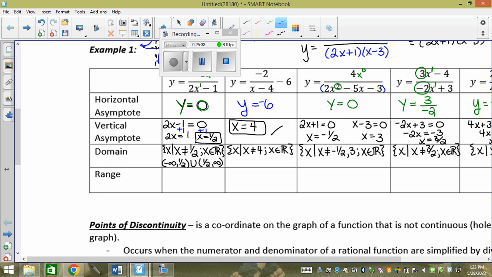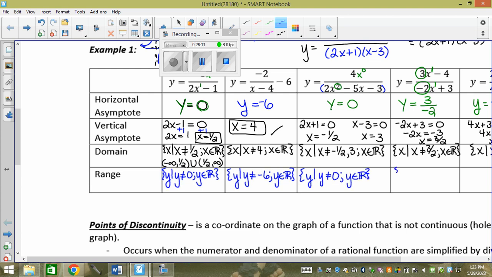So is the range hard if I can find the y's? No, it's the exact same as what we just did, except it's with y. So let's do this. y such that y can equal everything but 0. So y can't equal 0, but it can equal everything else. And this one, y such that y can't equal negative 6, but it can equal everything else. And then y such that y can't equal 0, but it can equal everything else.